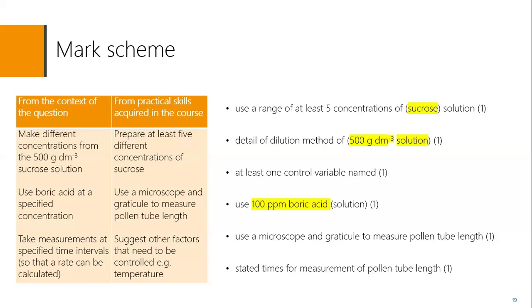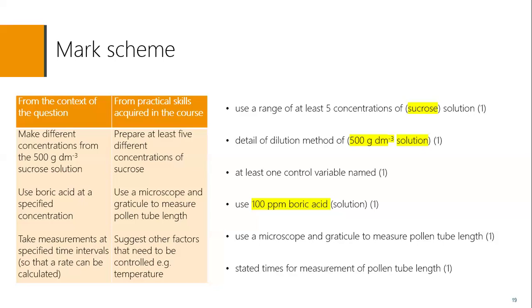You've got 6 marking points. So any 5 of those statements will gain you full marks. If you split them up into those that are from the context of the question and those that are from practical skills acquired in the course, the 5 concentrations from the 500 grams per decimeter cubed of sucrose, using boric acid at a specified concentration, and taking measurements at specified time intervals, are from the context of the question.